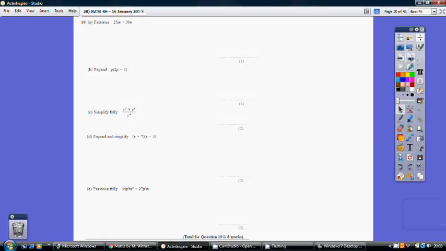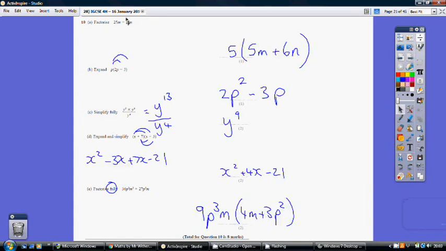Question 10. So remember, factorising is putting the brackets in. So what's the highest common factor of these two terms? Well, it's 5. So 5 goes outside the bracket. Open the bracket. 5 times what gives us 25m? Well, that's 5m. Get the sign right. That's the plus. 5 times what gives us 30n? That's 6n. Now for part B, expanding, that's getting rid of the brackets, so we do the claw. What's p multiplied by 2p? That's 2p squared. Get the sign right, it's a minus. What's p times 3? That's 3p.